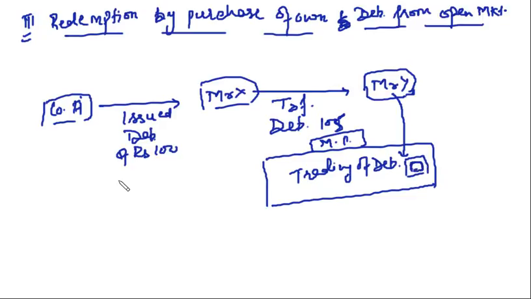Now what happened is, in the market, the market value of this debenture comes down to rupees 90. That means if you go to the market to buy the debenture of company A, you will have to pay 90 rupees. So Mr. Y, who has the debentures of company A, has kept them at a marketplace where the sale and purchase of debentures takes place. And the market value of company A's debenture is 90 rupees.